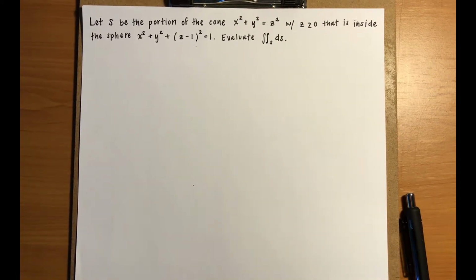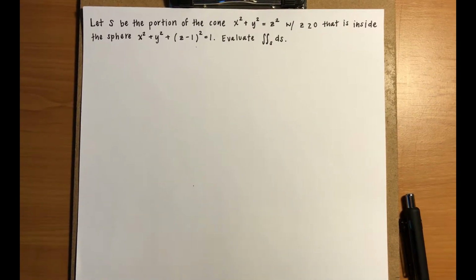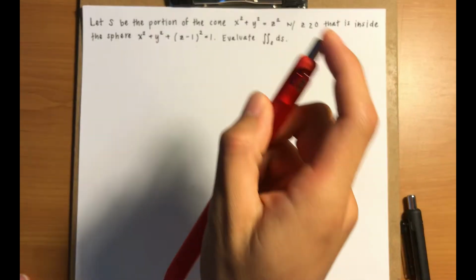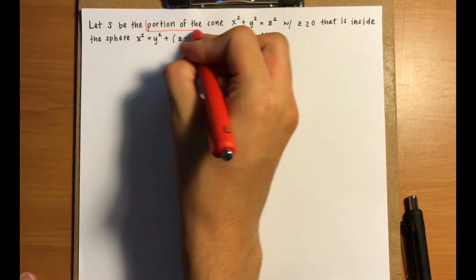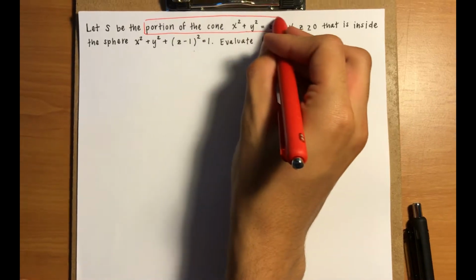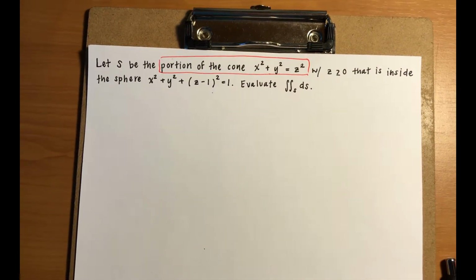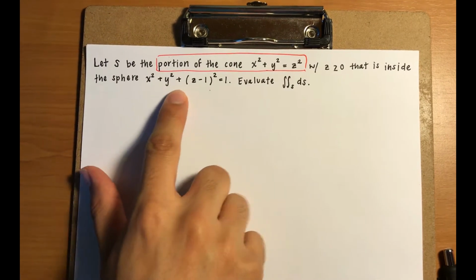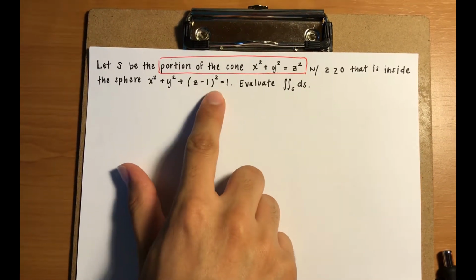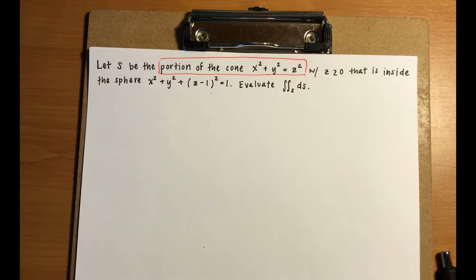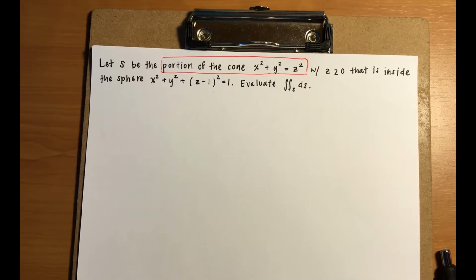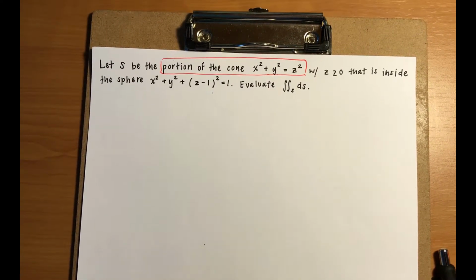First, before anything, we need to understand what we're integrating. It says the portion of the cone. This is the equation of a cone right here, that is inside the sphere x squared plus y squared plus (z minus 1) squared equals 1. So this is a unit sphere, but it's just shifted upwards on the z-axis.